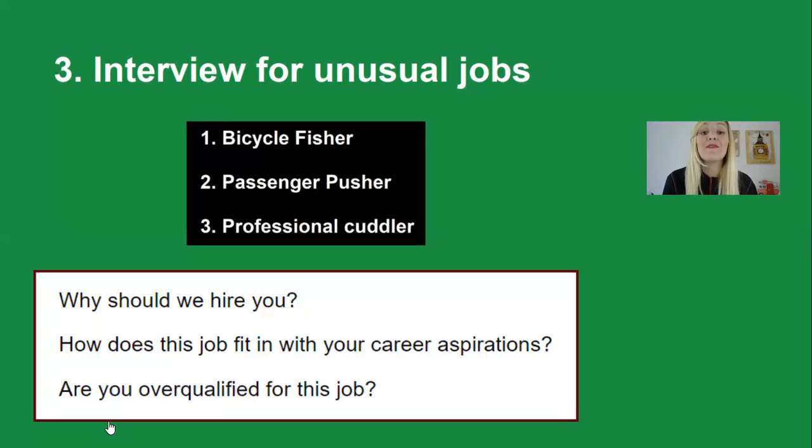So it's very funny because they have to think about what qualities they have that can be useful for that specific job. Okay, so again, we have a great time with this activity and loads of vocabulary, loads of new words come up from it. We can work on fluency as well. So how does this job fit into your career aspirations? Oh my God, if you're going to be a professional cuddler, what can be your aspiration? I don't know. So they have to think about it.